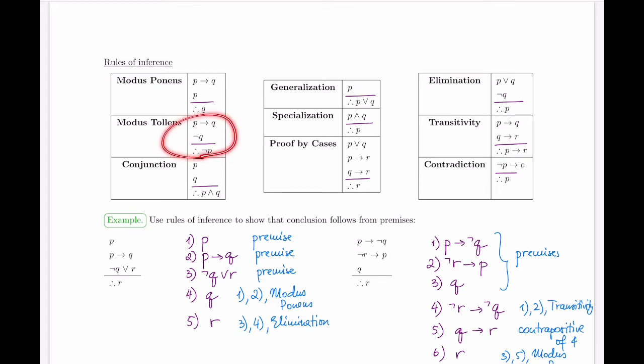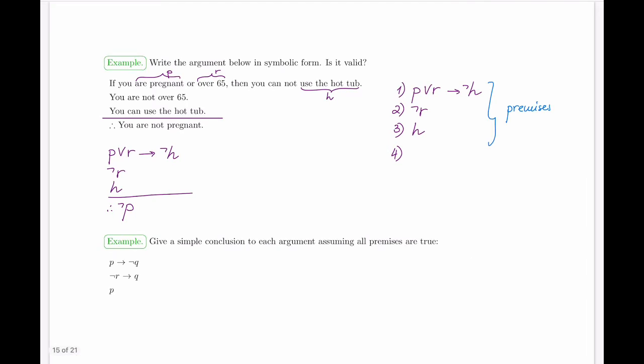This is essentially a contrapositive, which is why if I applied modus tollens in this example directly, I would have actually been able to skip one step. So applying the two of them together, I can see that modus tollens will give me the negation of the original premise, so not (P or R). Again, I have to include justification. This is from 1, 3, and modus tollens.